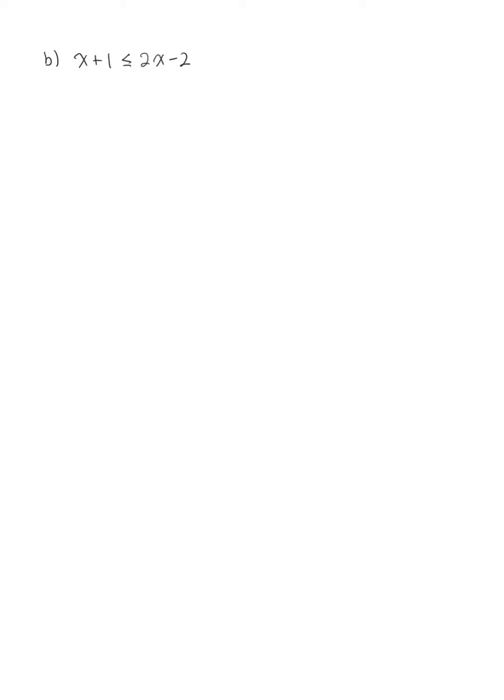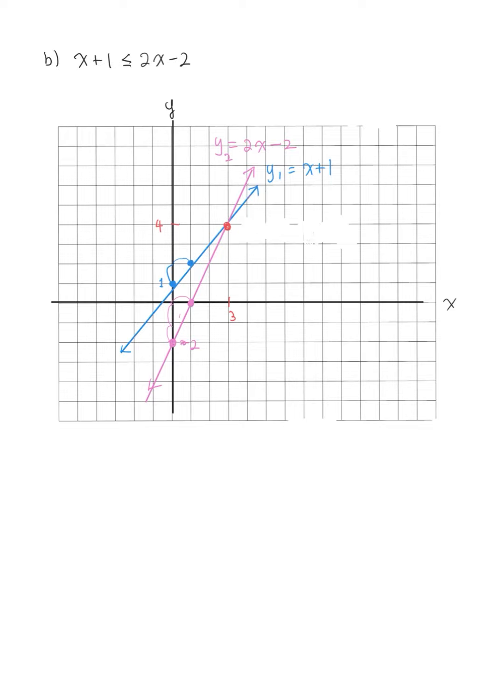Let's look at the next question. We want to find where x plus 1 is less than or equal to 2x minus 2. So again, this is the same exact graph that we just drew. So let me bring that up. So here's the same graph. Now what we're looking for is this. Where is y1 less than or equal to y2? So let me just write that out. So remember, this is our y1 and this is our y sub 2.